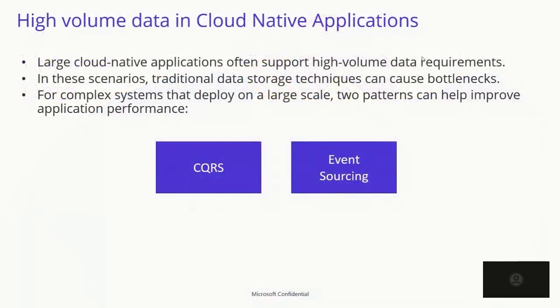So we have these scenarios where we may have high volume data in cloud native applications. These large microservice cloud native apps often support high volume data requirements. We've got to be careful because sometimes traditional data storage techniques can cause bottlenecks. But for complex systems that deploy on a large scale, we're going to look at a pattern called CQRS to help with that.